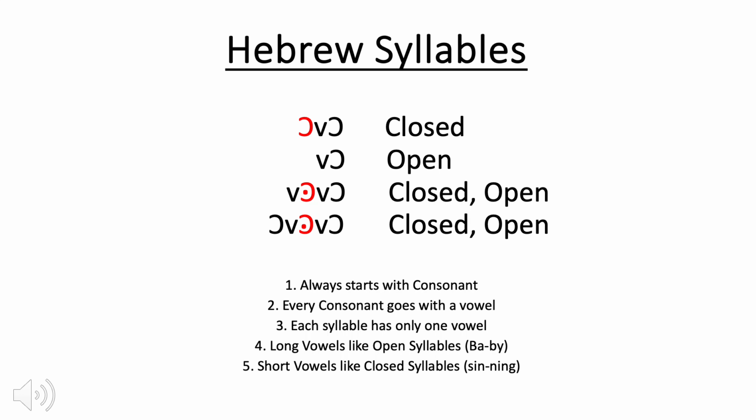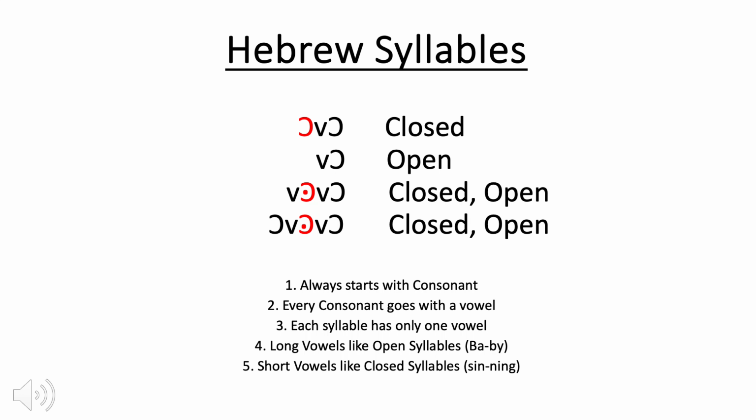In essence, then, we have two types of syllables, closed and open, but we can close a syllable with a Dagesh forte, so that we may have a closed syllable followed by an open syllable, or a closed syllable followed by another closed syllable, but the syllable is closed using a Dagesh forte.